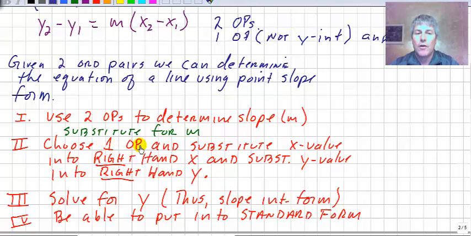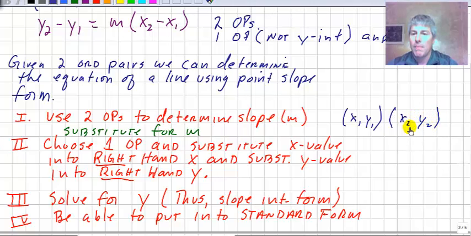Then we can choose one ordered pair. It doesn't matter. Okay, remember we have two ordered pairs, right? We have x1, y1, and x2, y2. So we have these two ordered pairs. We can choose one of them. It doesn't matter. Either one will work. We choose it and we substitute the x value into the right hand x. As you can see here, we have two x's. Well, this is the right hand x. And then we would also substitute the y value from that same ordered pair into the right hand y.